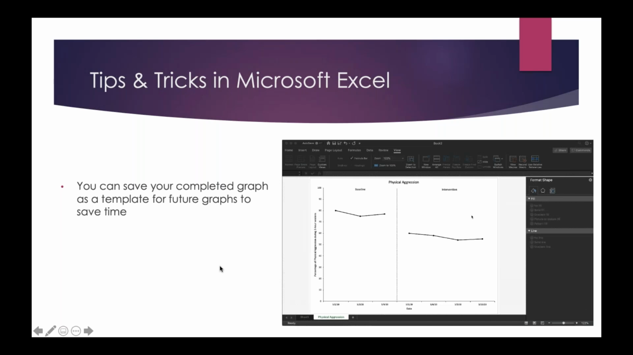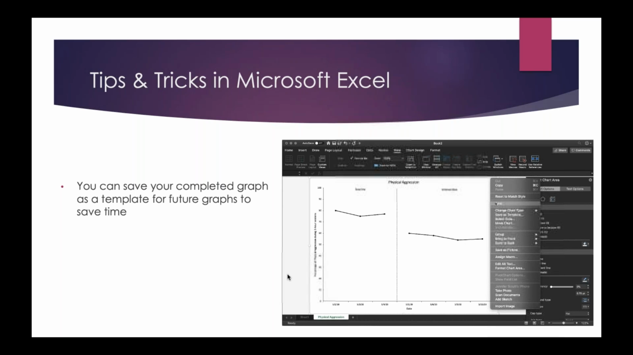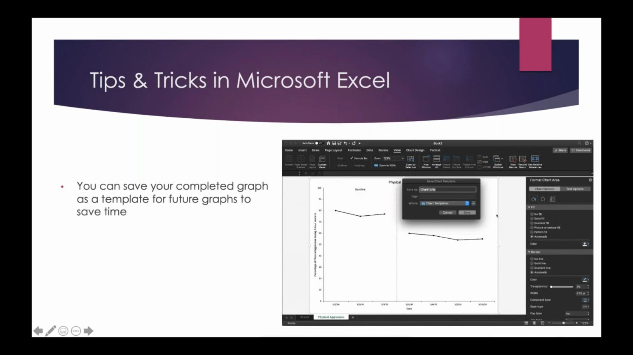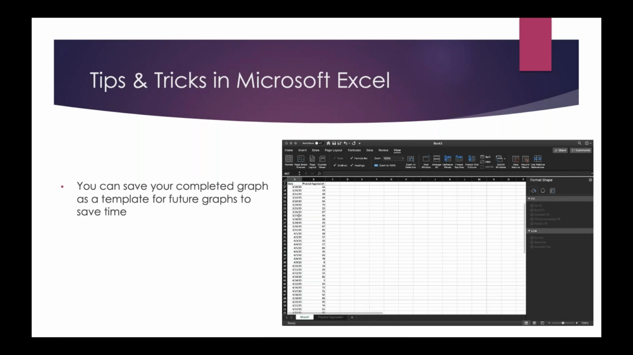The final and probably most life-changing Excel tip and trick that I'm going to show you is once you have your completed graph, you're going to click the graph and we're going to make this a chart template. So you'll right click the graph, save as template. Let's save this as our ABA template for our graphs. You'll select save. So when I go back, let's say I want to chart this data here.